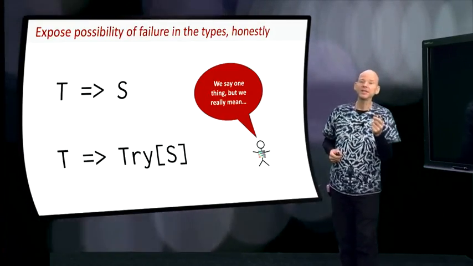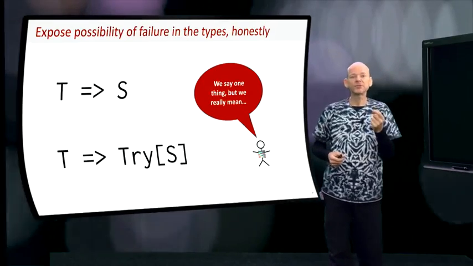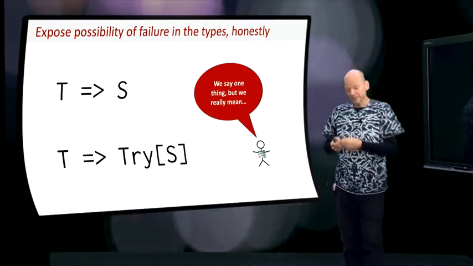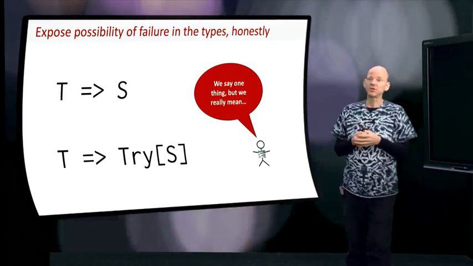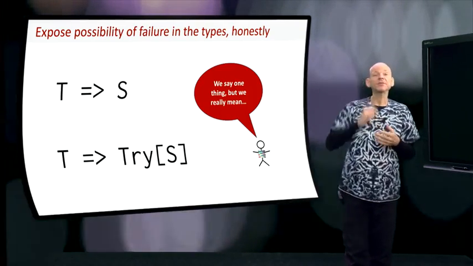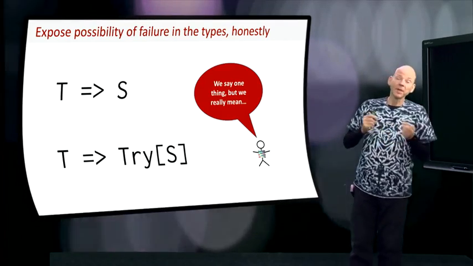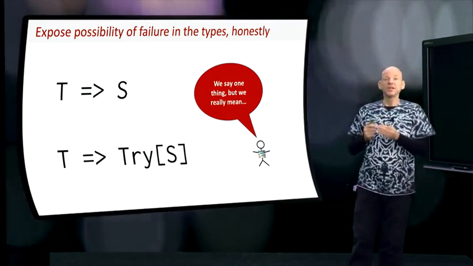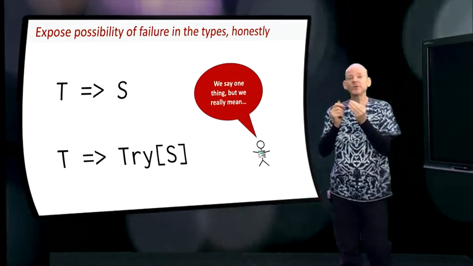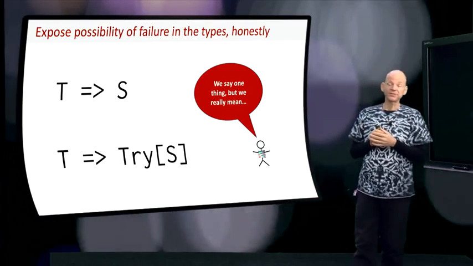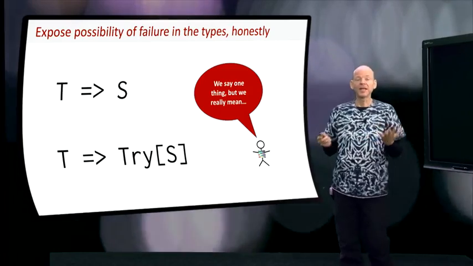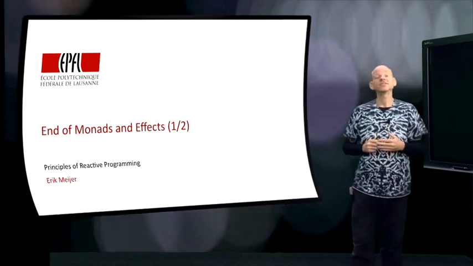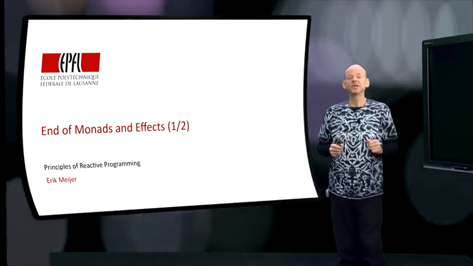So what we really need to do to make the types honest is to expose in the type the fact that things can go wrong. So instead of having a function from T to S, we want to have a function from T to Try of S, where now in the type we can see that this function might fail. And how is this Try defined? Well, that is in the next lecture. See you in a bit.